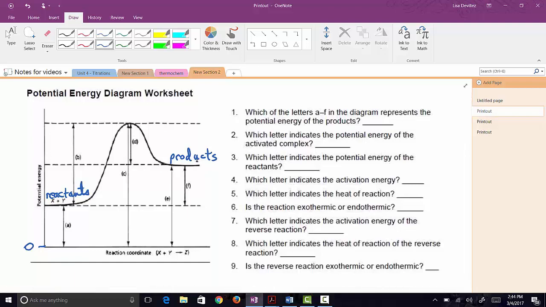So line E represents the energy of the products, all right? The potential energy of the activated complex. Remember, that's kind of like an intermediate state where the reactants have started breaking bonds and the product bonds are starting to form, so it's like an intermediate state, and that is at the top of the hill. So up here, this is our activated complex.